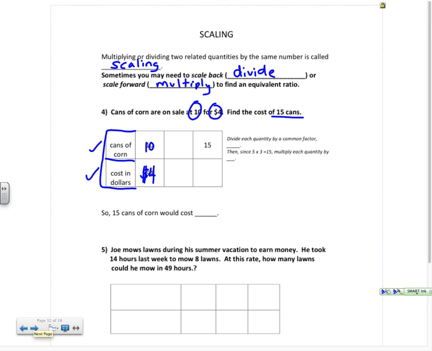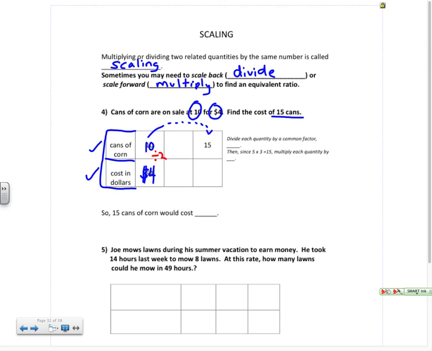All right, how can I find the cost of 15 cans of corn? I need to get from this 10 all the way over to 15. Is there something I can multiply 10 by to get to 15? No. That's why I'm going to scale back. I'm going to divide 10. Both 10 and 4 have a common factor of 2.